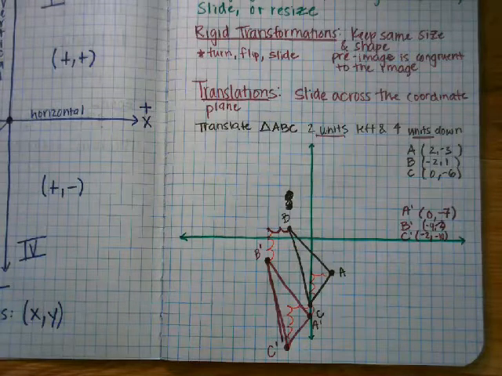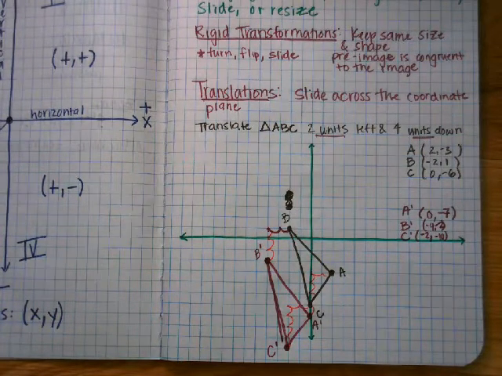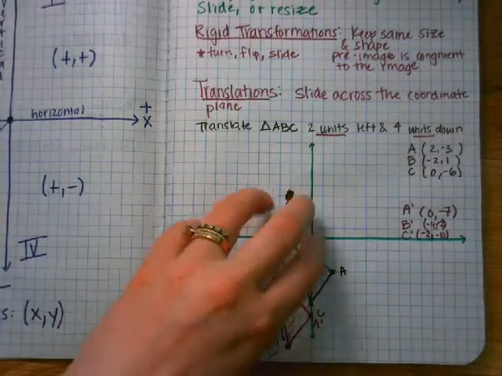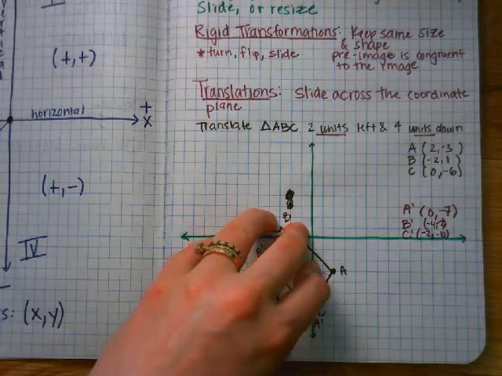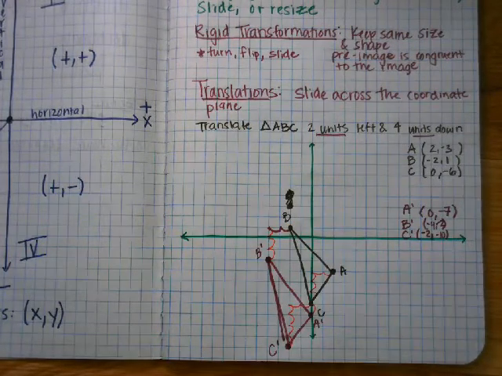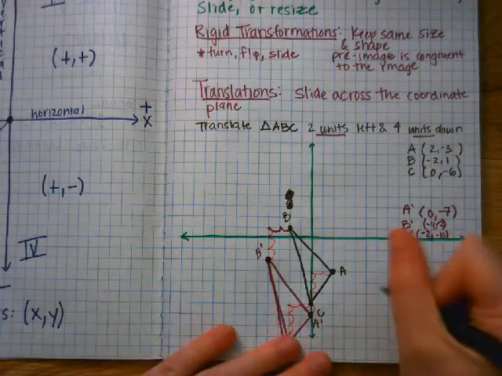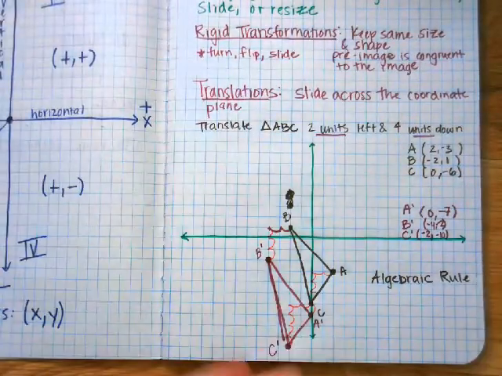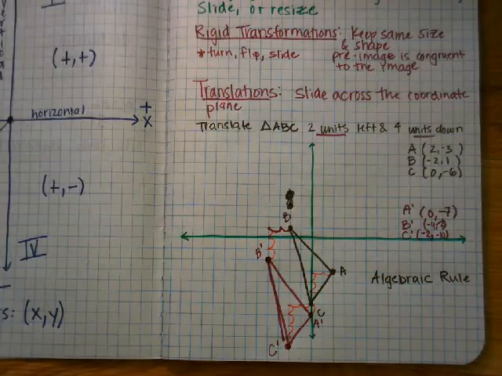But yes, translations are not that hard, okay? The only thing that we add to this is, so this is, you've performed a translation here. Perfect, beautiful, wonderful. Now, the only other thing we're going to do with translations is write an algebraic rule. Okay, so we're going to write an algebraic rule.